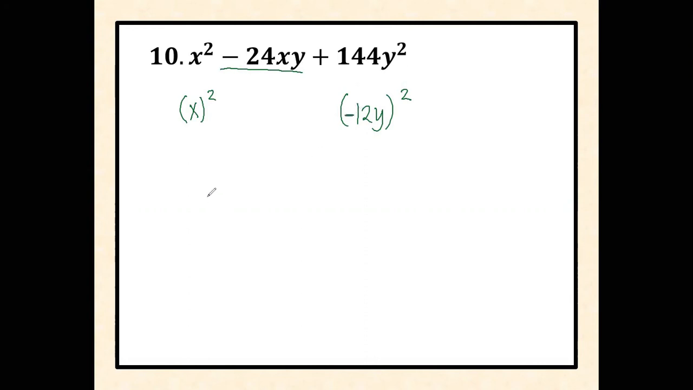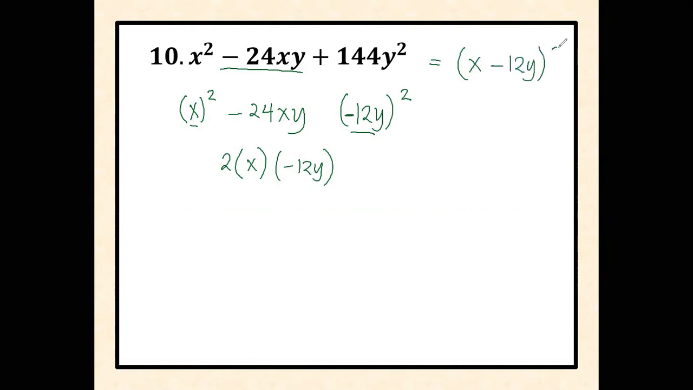So to check for the middle term, we will just multiply 2 times the squared term x times the squared term of the last term, which is negative 12y. And then we multiply, we get negative 24xy. So therefore, this is a perfect square trinomial. And so we can write the factors as x minus 12y squared.